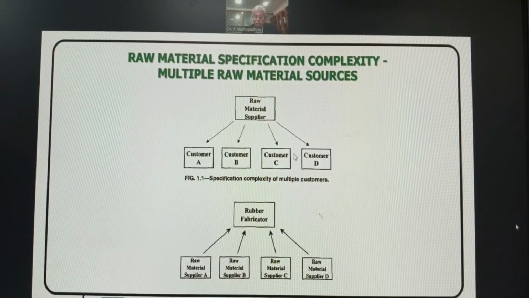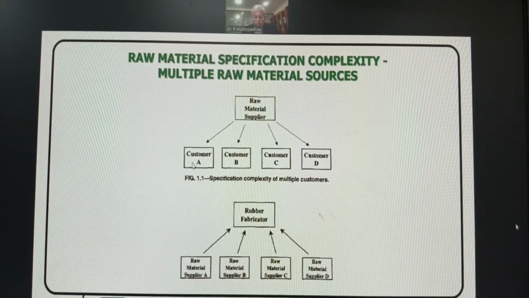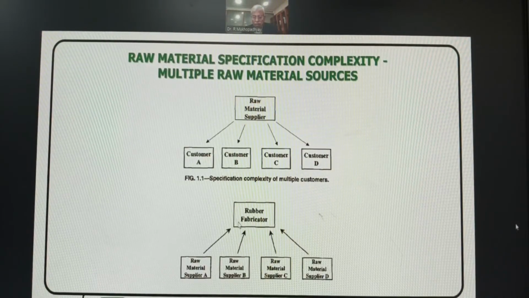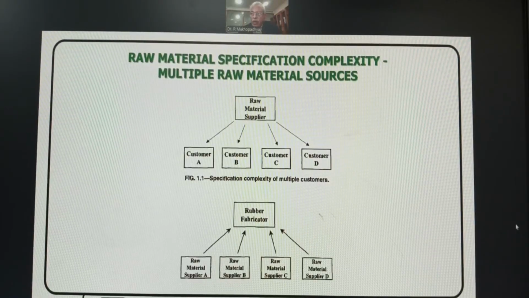Similarly, if you see the raw material specification complexity, multiple supply, you get raw material, they have a different customer. So sometimes they have to make the tailor-made specification for the different tire companies or different suppliers. Similarly, what is happening, they have a different supplier, but our fabricator is getting different materials. So this variability has to be eliminated. If you have a particular plant with one supplier, consistency improves and variability can be reduced.